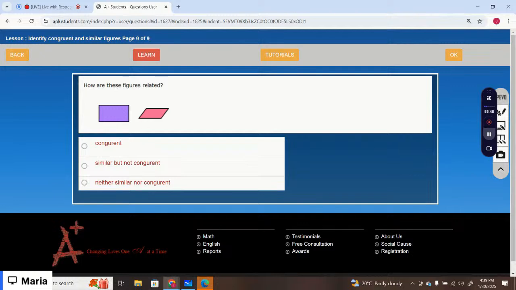How are these figures related? Neither similar nor congruent. Okay, you can complete the lesson by yourself later today.